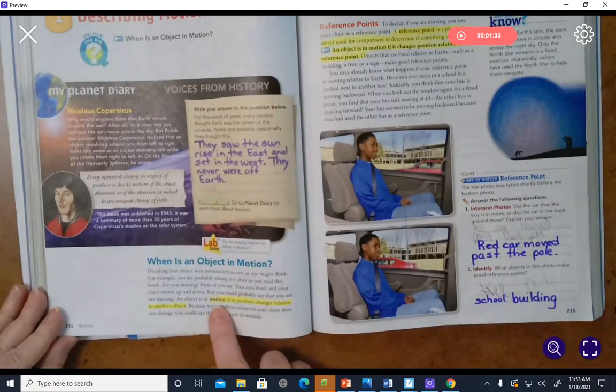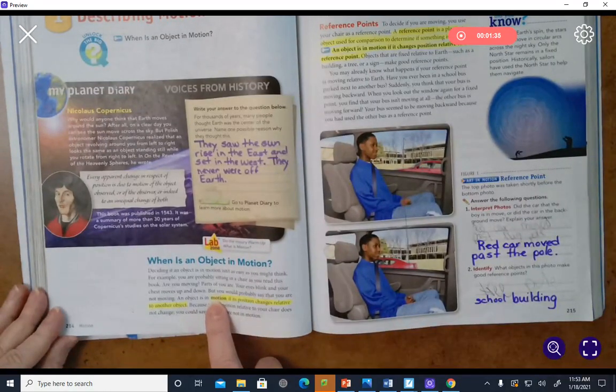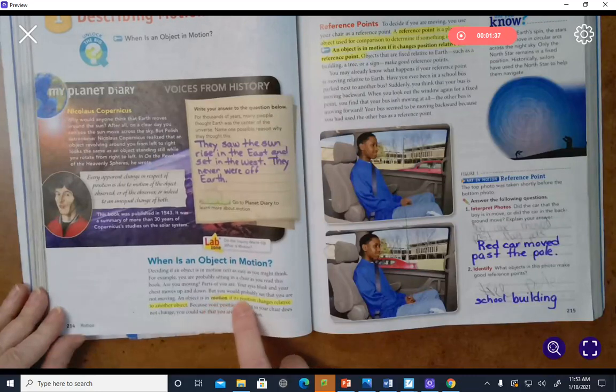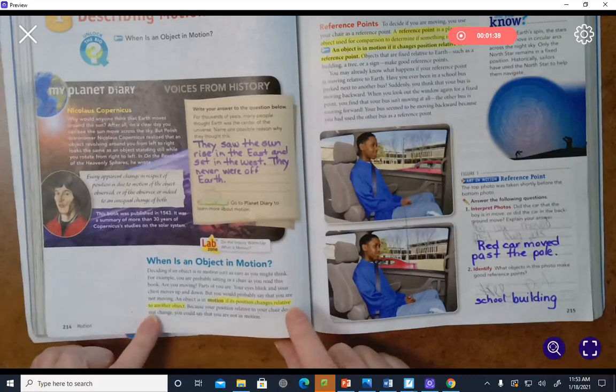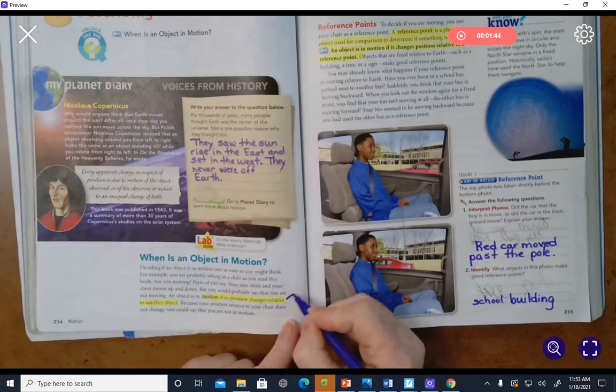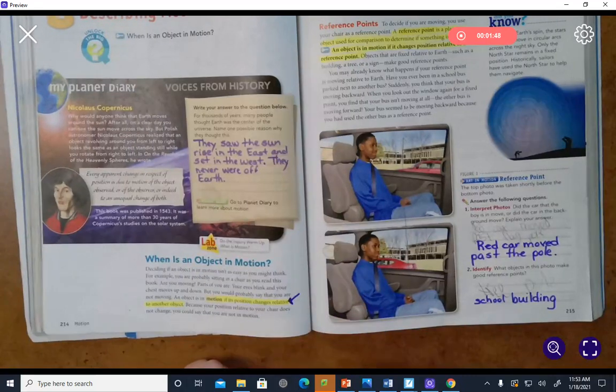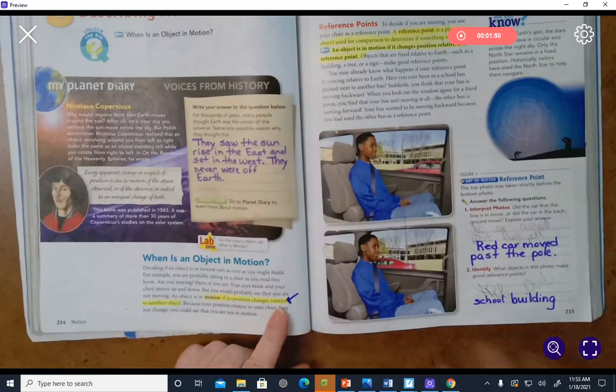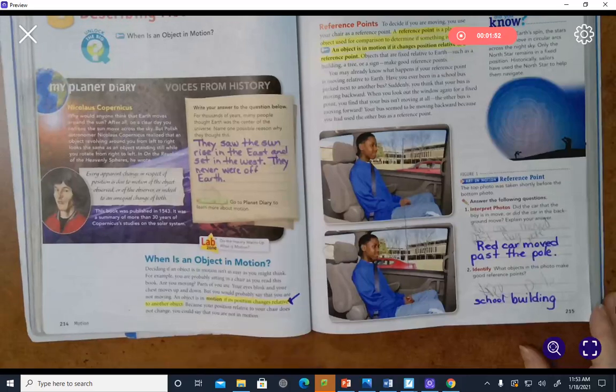As always, you want to highlight bold-faced words. Motion is if its position changes relative to another object. Now I'm going to point to this word, relative. And I guess in sixth grade thoughts, that would mean compared to something.